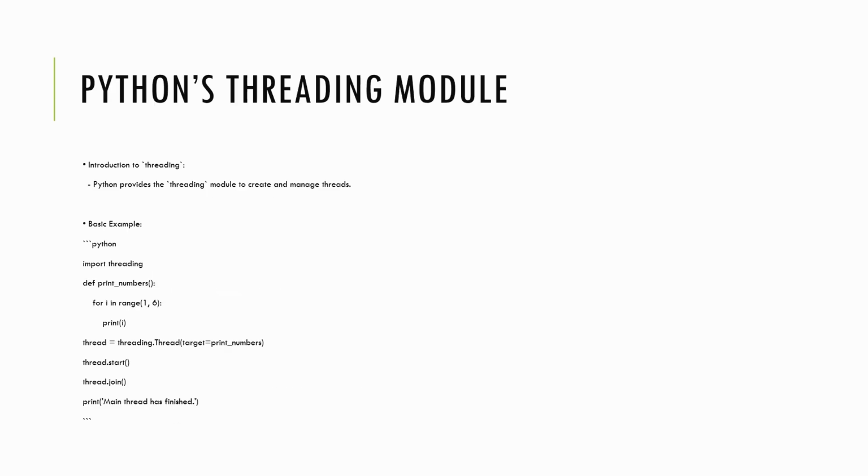Python makes multithreading simple with the threading module. This module allows you to create and manage threads in your program. For example, here we define a simple thread that prints numbers from 1 to 5. We create a thread using the Thread method, start it with start, and use join to ensure the main thread waits for the new thread to finish before continuing.